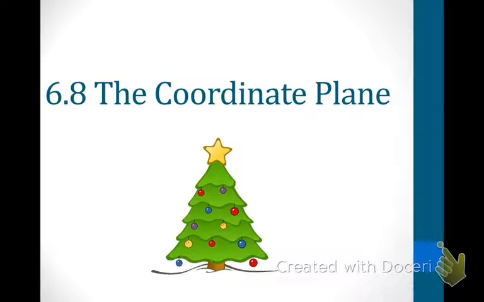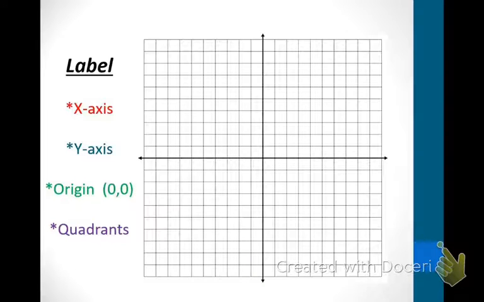All right, today we're going to learn something brand new. It's 6.8, and it's called the coordinate plane. When we're doing the coordinate plane, we're always going to use graph paper, and today I'm going to teach you a little bit about the graph paper and about the coordinate plane. All right, so the first thing we're going to do today is label some different parts.